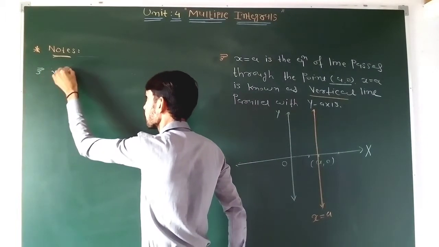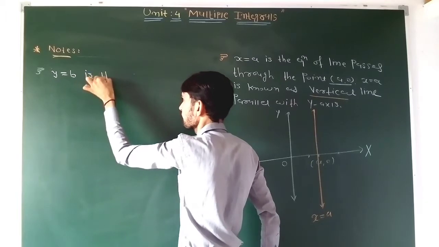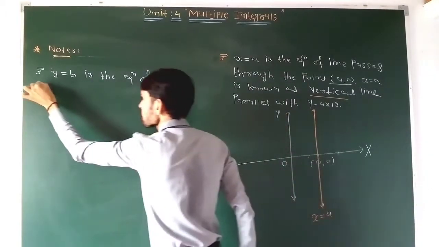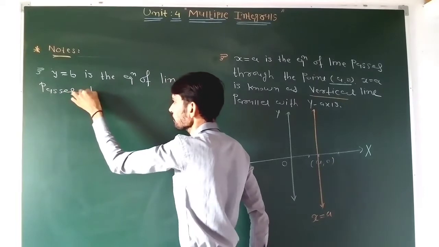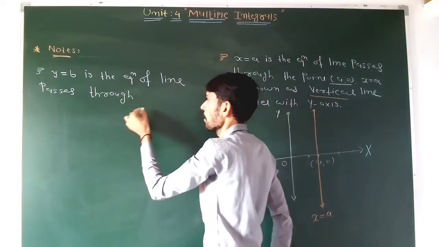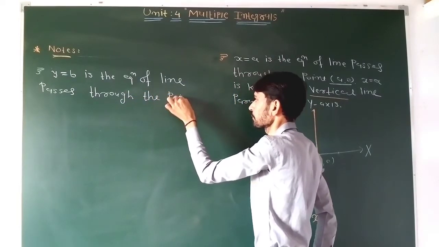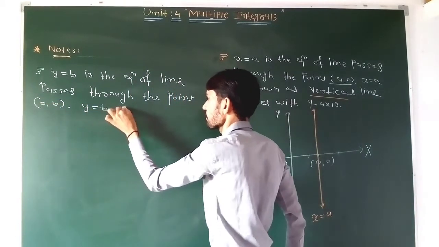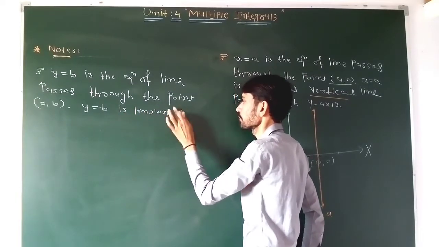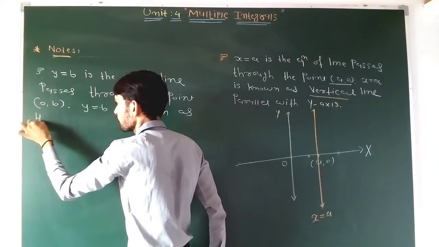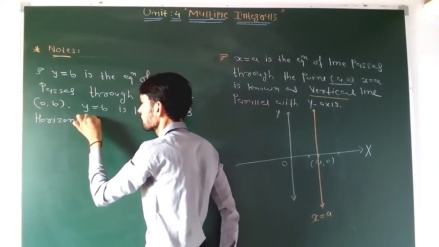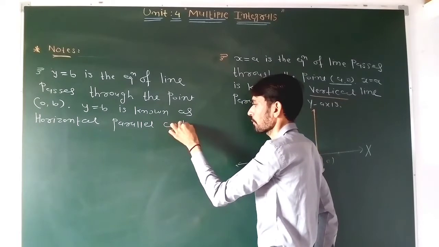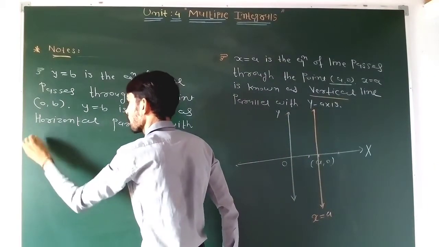Y is equal to b is the equation of a line that passes through the point (0, b), and y is equal to b is known as a horizontal line, parallel with the x-axis.